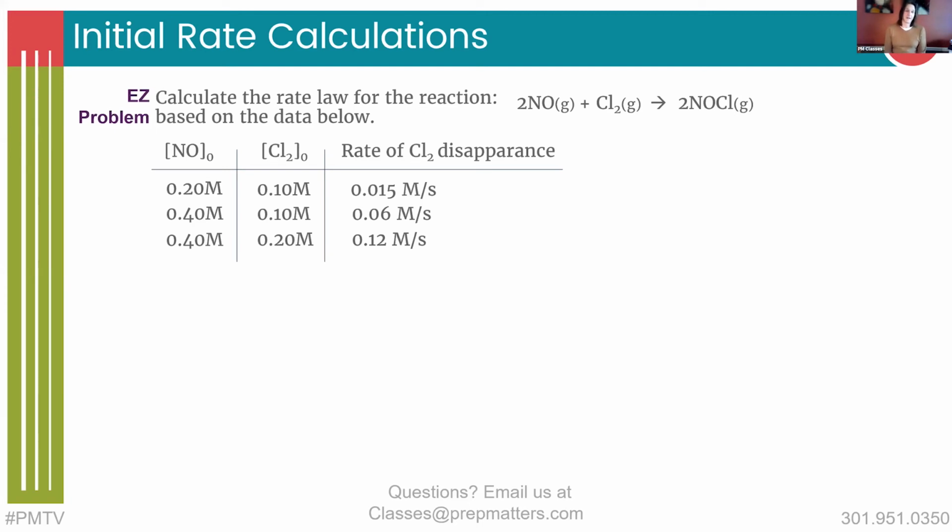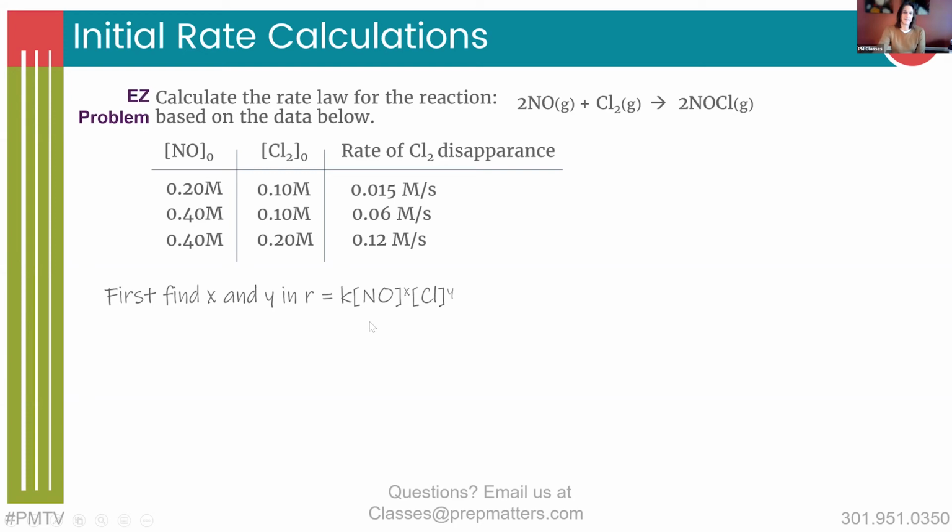So how to navigate this, right? So basically you could also think of it as like the initial slope on that graph that we looked at. First we need to write our rate law, right? R equals K. Now we have the reactants, so NO to the X and Cl to the Y. So job 1, find X and Y.